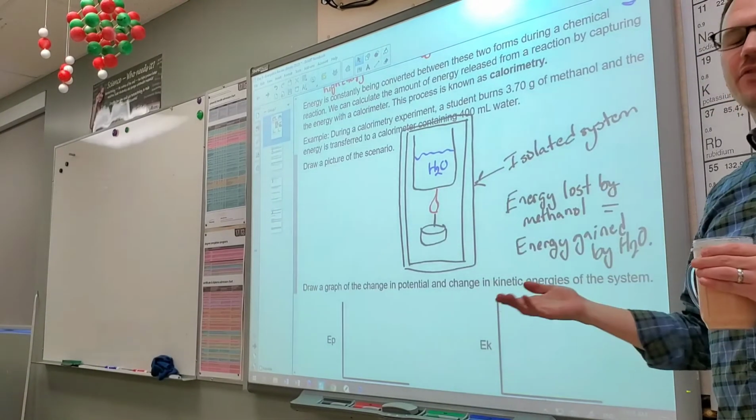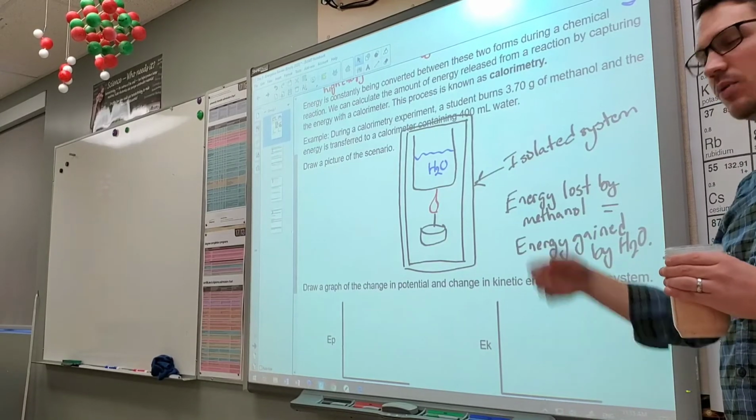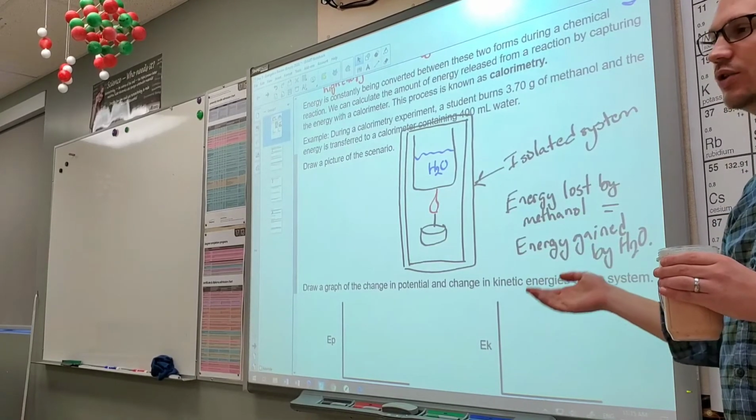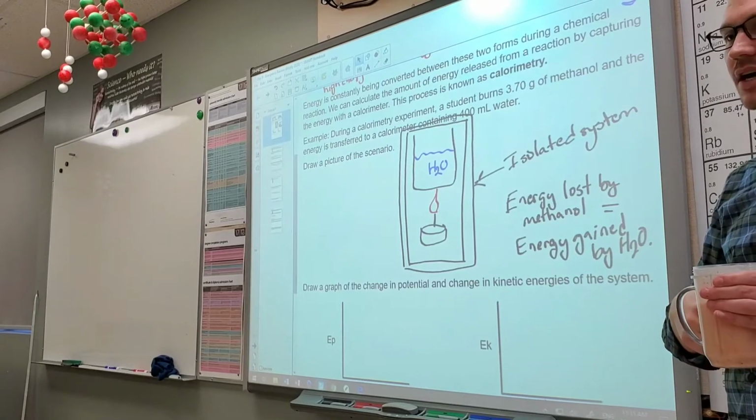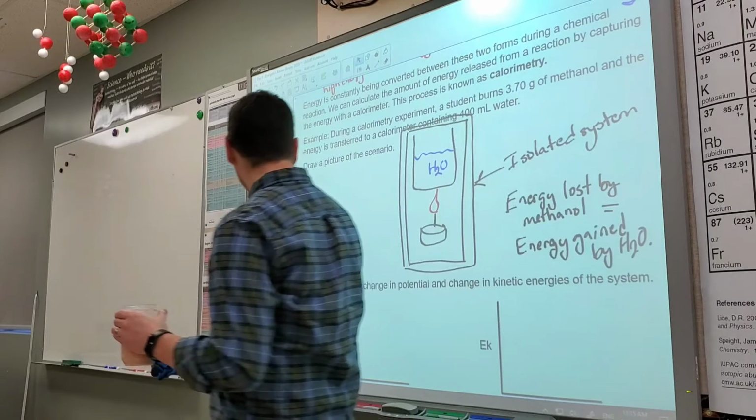Because if I pay for a car and you know that the dealer gained $20,000, can you guess how much money I lost in that transaction? 20,000. It's the exact same thing. The energy gained is the energy lost, right?